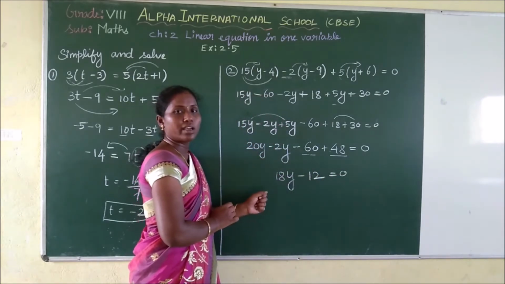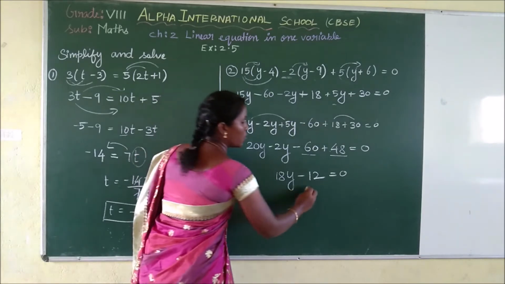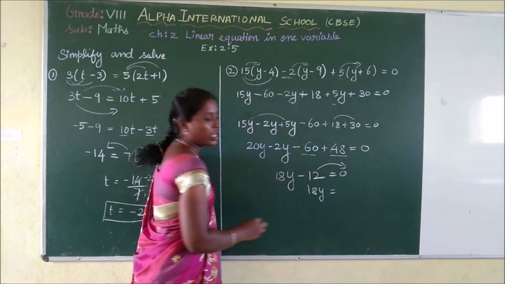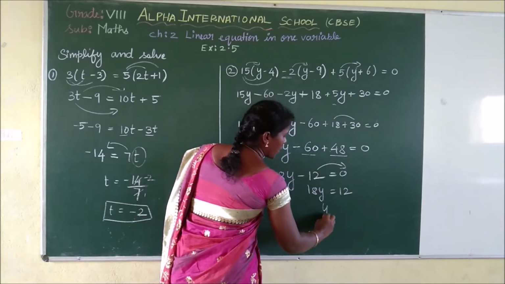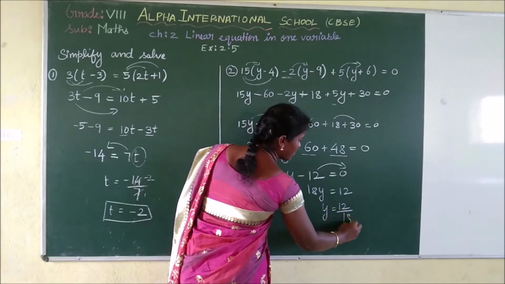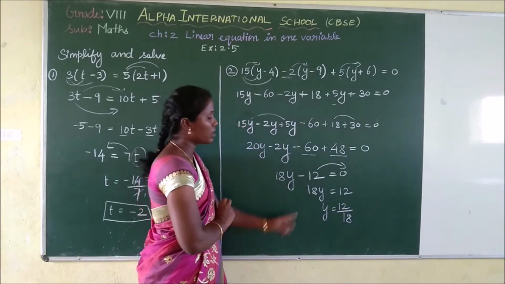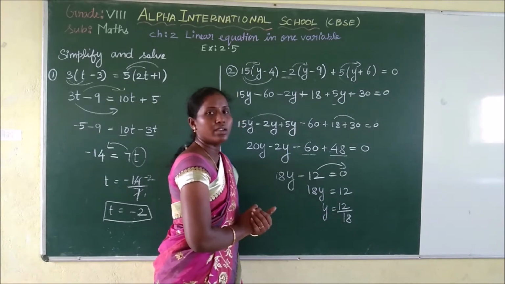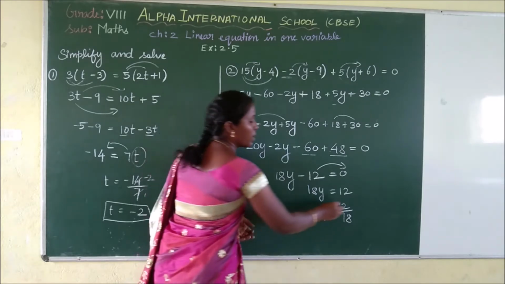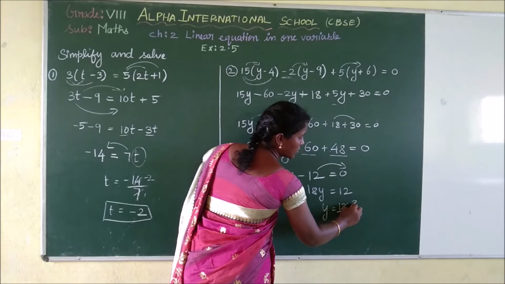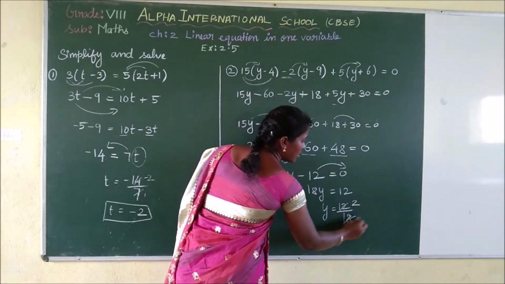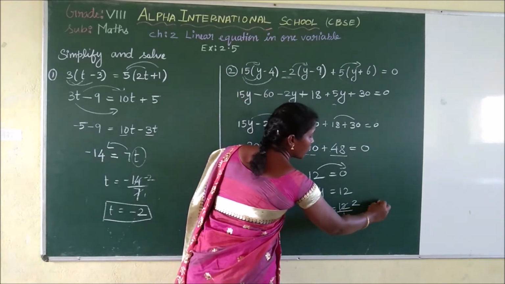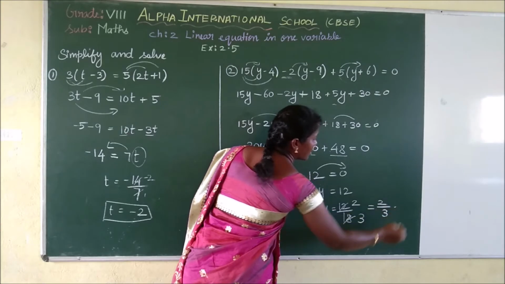What is our work here? We have to find the value of y. So we can take it as 18y is equal to 12. If it goes to the other side of the equation, it is plus 12. So y is equal to 12 by 18. Because 18 is under multiplication, if it goes to that side, it comes under division. See, 12 by 18. It is possible to simplify by 6. 2 6s are 12 and 3 6s are 18. So the final value of y is 2 by 3.